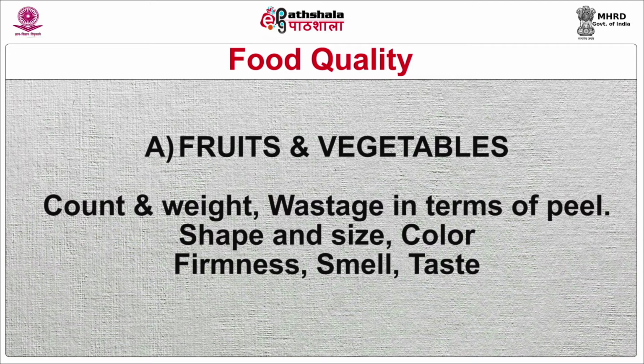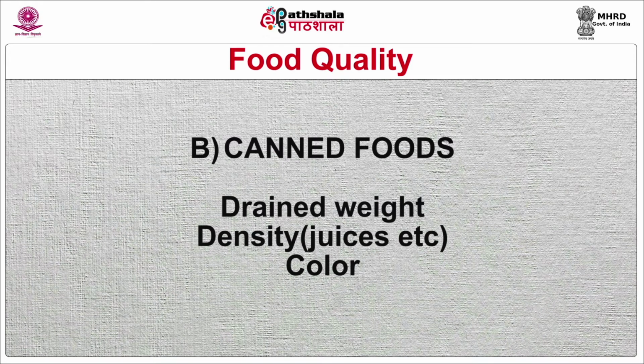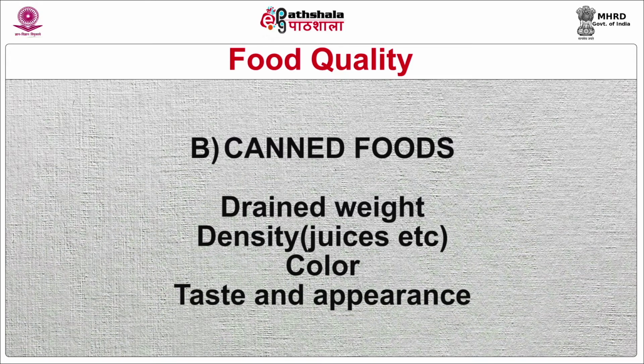Shape and size. Color. Firmness. Smell. Taste. Canned foods. Drained weight. Density, juices, etc. Color, taste and appearance.